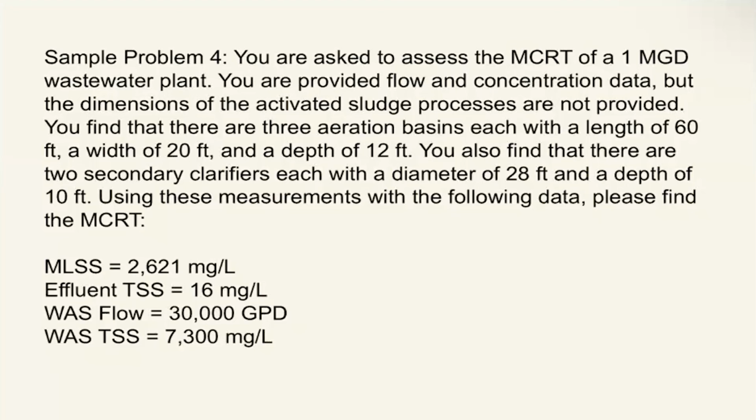You find that there are 3 aeration basins, each with a length of 60 feet, a width of 20 feet, and a depth of 12 feet. You also find that there are 2 secondary clarifiers each with a diameter of 12 feet and a depth of 10 feet. Using these measurements with the following data, please find the MCRT. So the MLSS is provided as 2,621 milligrams per liter. The effluent TSS is 16 milligrams per liter. The WAS flow is 30,000, and the WAS TSS is 7,300 milligrams per liter.